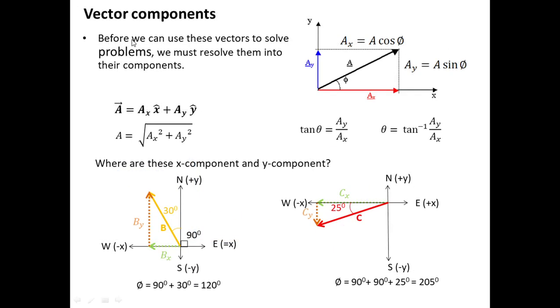Before we can use vectors to solve problems, we must resolve them into their components. So that's why it is important that you memorize these equations. So don't be confused by this. Phi here is another Greek letter to represent angle, but this is still our reference angle, okay?